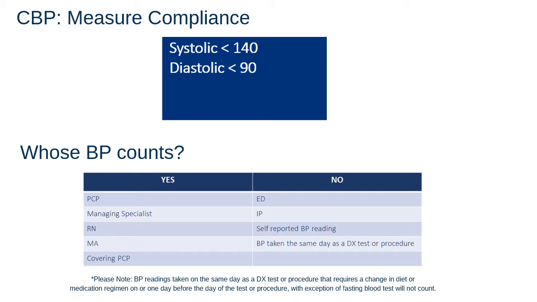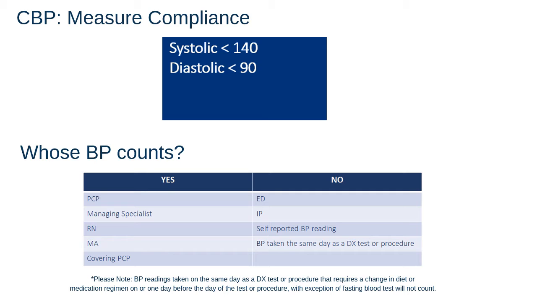So which blood pressure readings count? Blood pressure readings taken at a primary care physician's office by either the primary care physician themselves or a nurse or a medical assistant or a physician assistant would be included in the measure compliance evaluation. Covering primary care physician blood pressure readings as well as managing specialists who see the patient for hypertension could also have blood pressure readings that would be evaluated for measure performance.